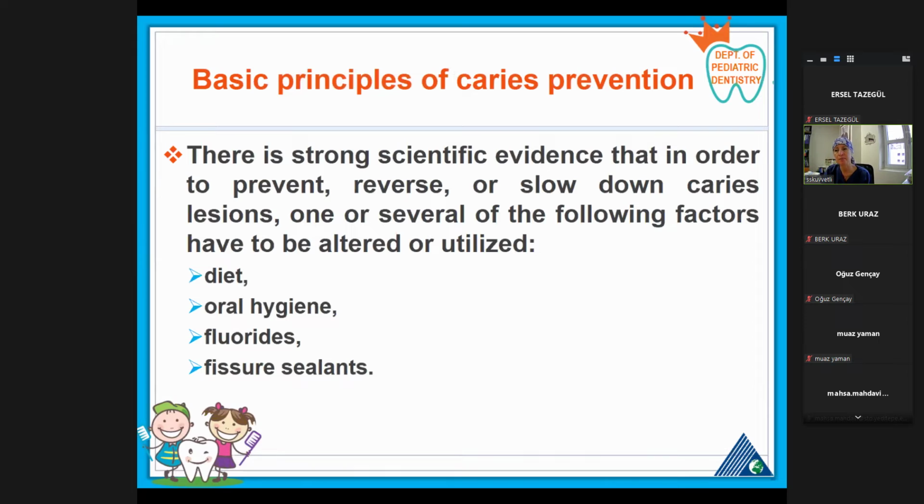And the principles of caries prevention are simple, and let's have a look at them. There is strong scientific evidence that in order to prevent, reverse, or slow down caries lesions, one or several of the following factors have to be altered or utilized: the diet of the individual, the oral hygiene, the exposure to fluoride, and fissure sealant are the main topics related to prevention of dental caries.